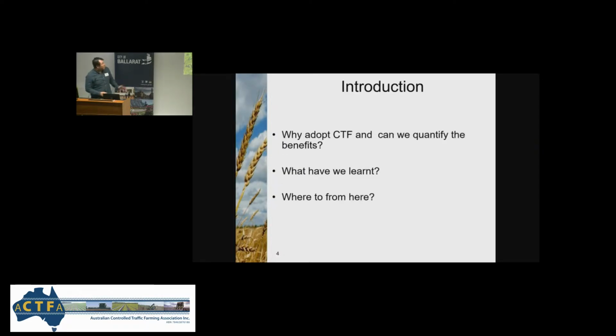So the introduction: why we've got into CTF, I'll just talk about that. What we've learnt, I've had the privilege of being able to work with some researchers, some that are here today, and we've sometimes picked some stuff up, other times we haven't learned a lot. And my view on where we're heading at the moment, to improve our farming system, which I see CTF having a fit in because it'll allow it to be implemented a lot easier.